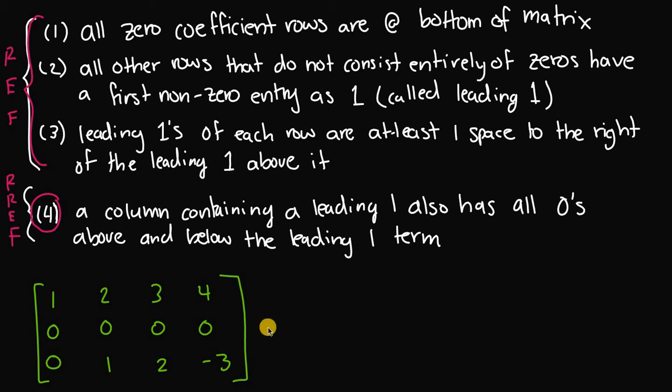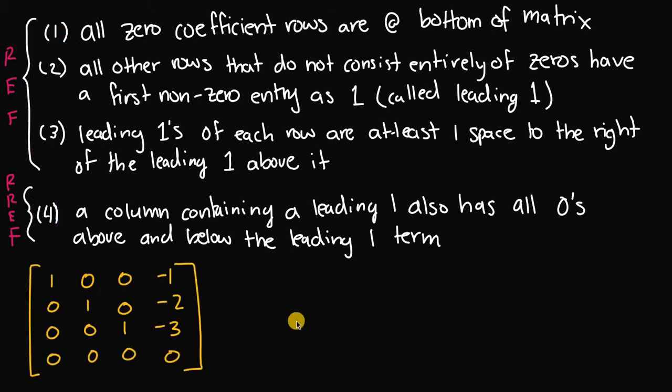So this matrix down here is a 3x4 matrix, 3 rows, 4 columns, and we want to try to find out if this is in row echelon form, reduced row echelon form, or neither. Well, the first rule says that all zero coefficient rows are at the bottom of the matrix. If we inspect this matrix, we notice that row 2 has all 0 elements. And since this row is not at the very bottom of the matrix, it does not satisfy rule 1, and therefore this is not in row echelon form, and it also cannot be in reduced row echelon form, right?